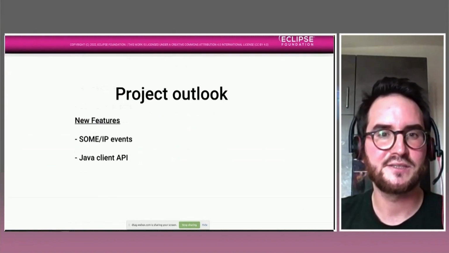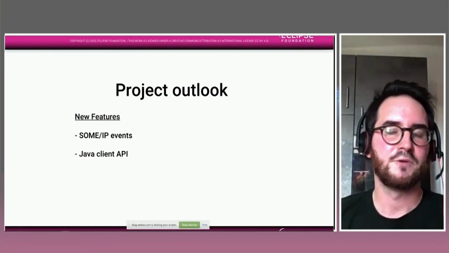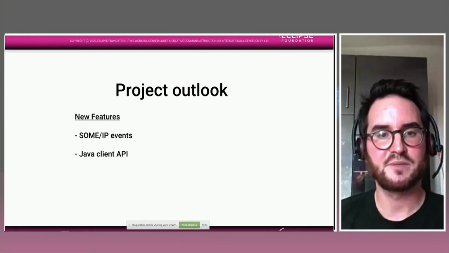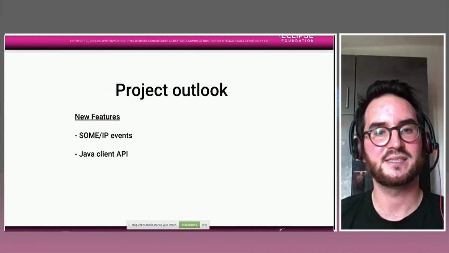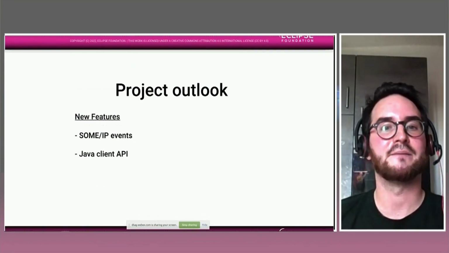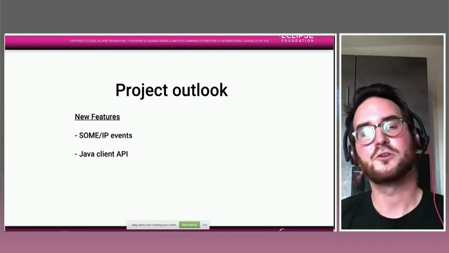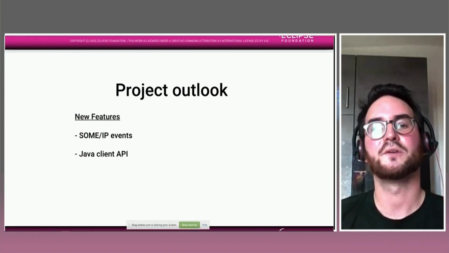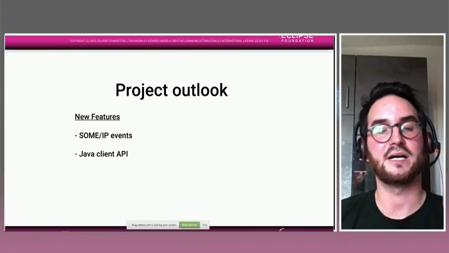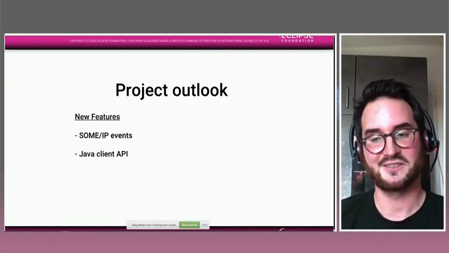Now let's talk a little bit about the project outlook. We have to make our implementation SommIP feature complete. SommIP events are partially implemented, but there's still some stuff missing that has to be done. And currently we're also working on a Java client API. The Rust one can be used, but Java is missing.